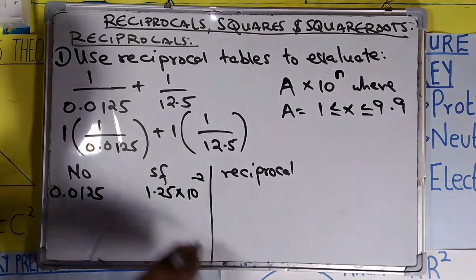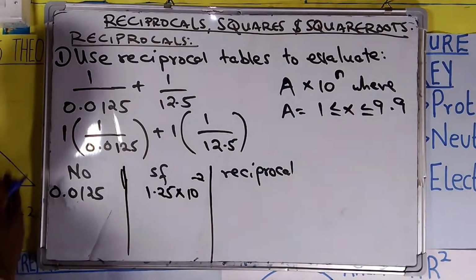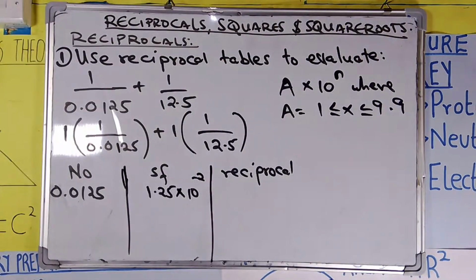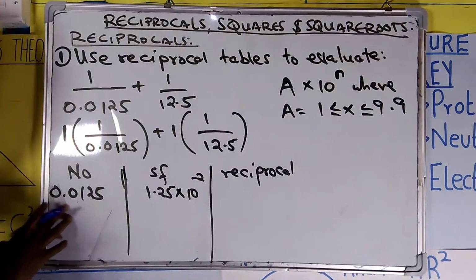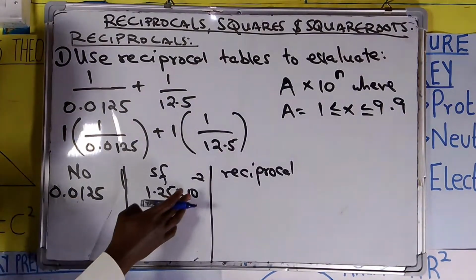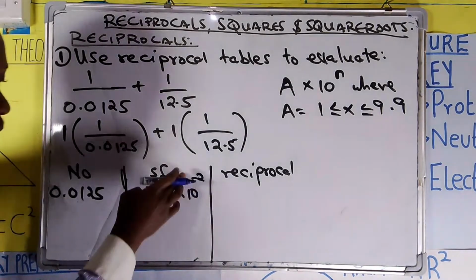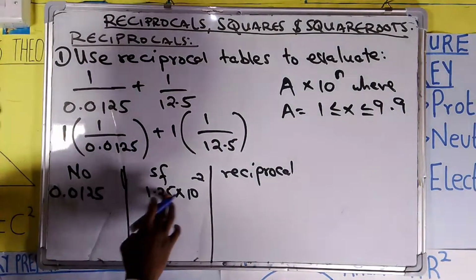Why to power negative 2? Because we have taken our decimal point from left to the right. So it is 1.25 times 10 to power negative 2. Once we do that, we are now going to find the reciprocal of 1.25.